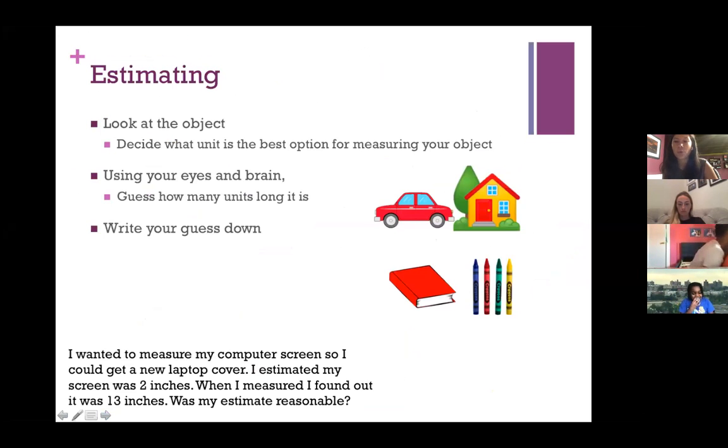So in order for us to estimate, we need to take guesses. When we are estimating, it means to guess. So I'll tell you how we do that. I have my water bottle right here. Can you see my water bottle? It keeps me hydrated throughout the school day. I want to estimate how long it is, how tall it is, from bottom to top. So step 1, I look at the object.